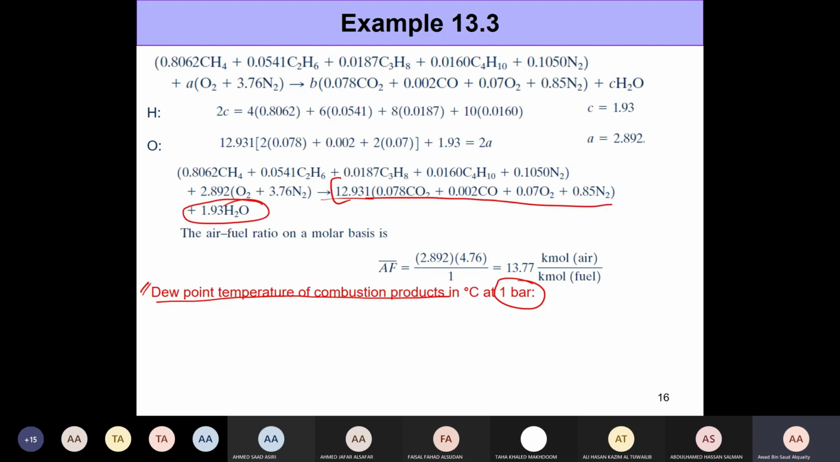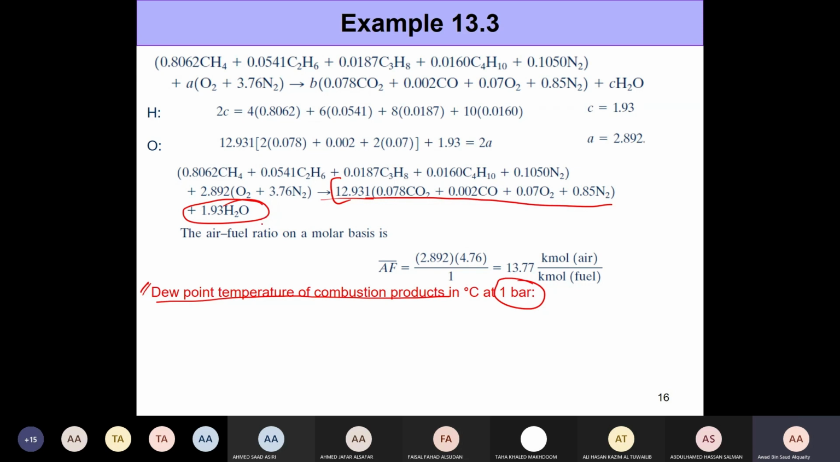So when we talk about the dew point temperature, the only thing that's going to convert from vapor to liquid is water, nothing else, right? All the others will continue to remain as a gas. So determining dew point temperature basically means finding out the dew point temperature for water.